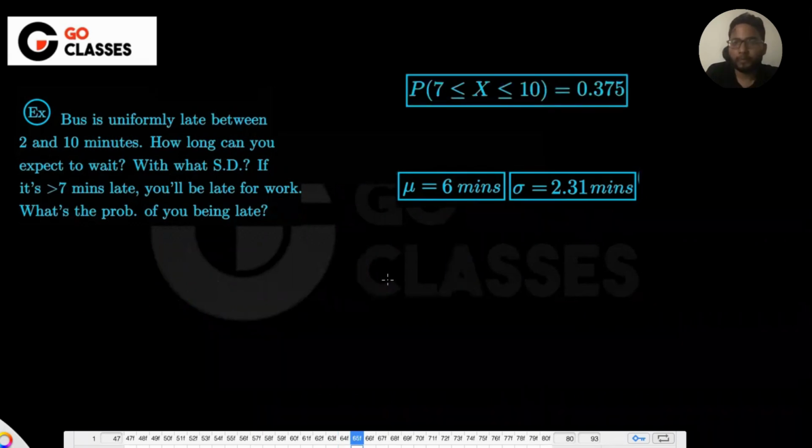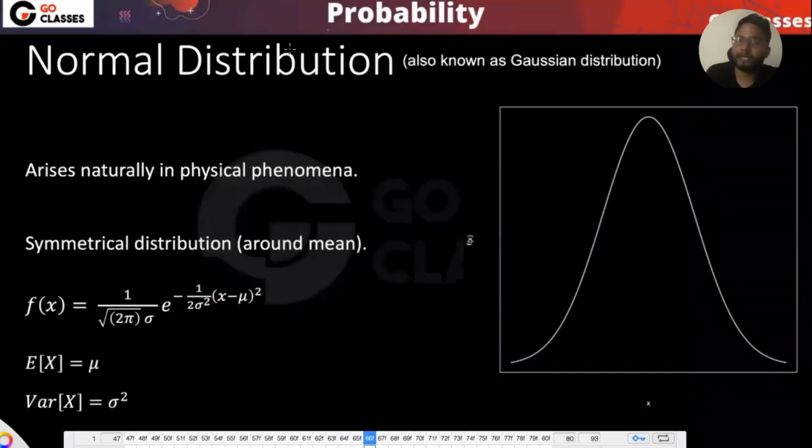Now let's move to another random variable, which is the normal distribution or normal random variable. Sometimes we also call it Gaussian distribution.